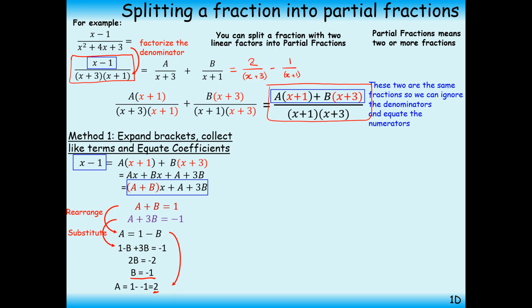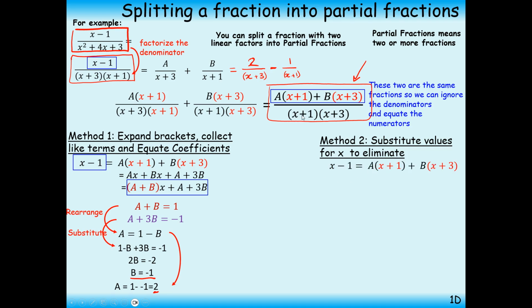I guarantee you, if you add these two fractions, or rather subtract one from the other, you will end up with the original question that we were asked to do. Now, I'm going to use the same example and show you yet another method. The first two steps are the same. You still have to go through the cross multiplication and come up with this expression here. But then you can use substitution for eliminating x.